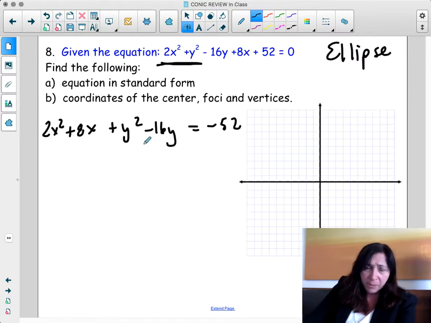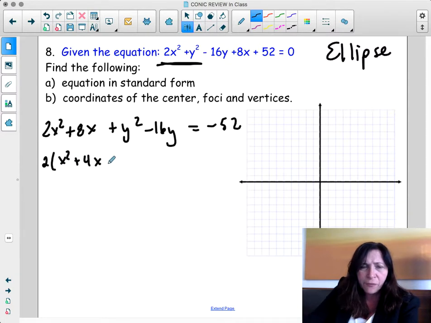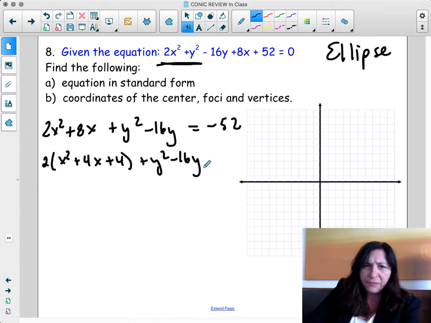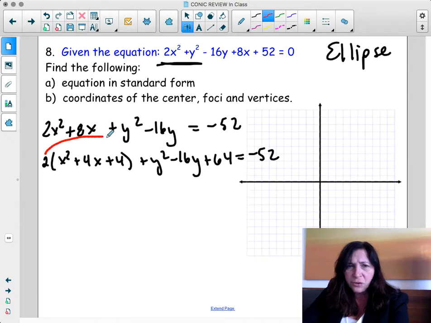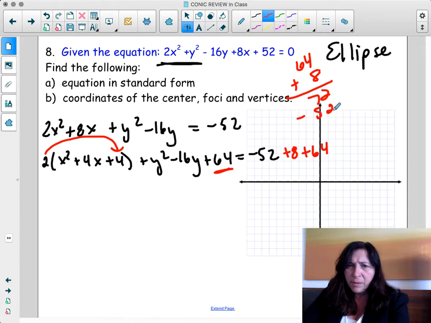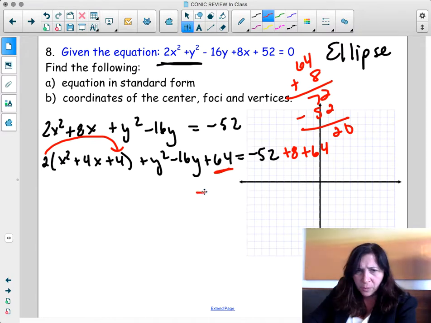So it means that we're going to complete the square twice. So we're going to take out a 2 first. So x squared plus 4x, half of 4 is 2, 2 squared is 4, plus y squared minus 16y, half of 16 is 8, 8 squared is 64, equals -52. Now remember, I added 2 times 4, which is 8, and I added 64. So 64 plus 8 is 72, and we have -52 plus 72 is 20. And that means that this value over on the right is now 20.